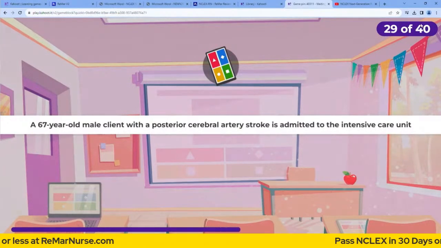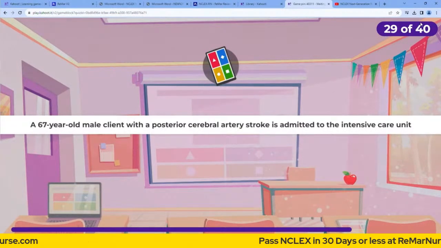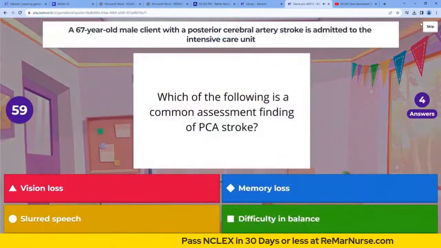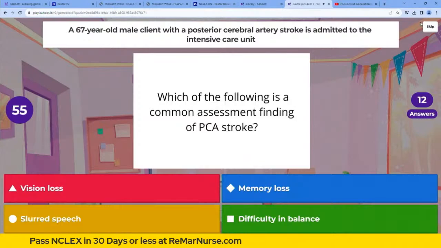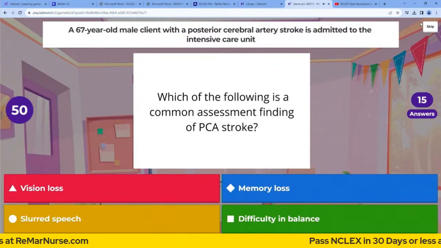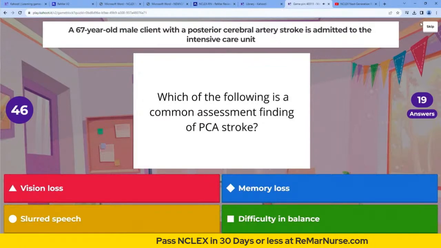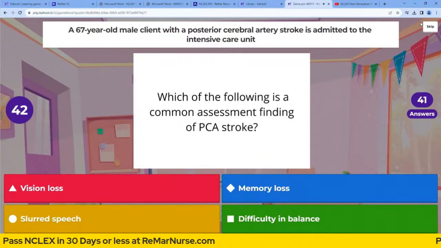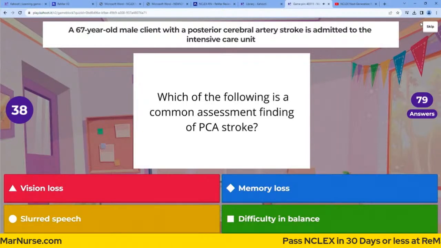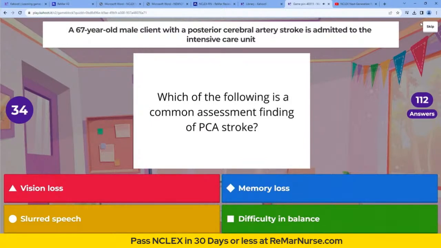Amazing job. So a 67-year-old male client with posterior cerebral artery stroke is admitted to the intensive care unit. Which of the following is a common assessment finding of posterior cerebral artery stroke? Critical thinking. Is it vision loss, slurred speech, memory loss, difficulty in balance? Y'all on your own for this one. I have no help to give.